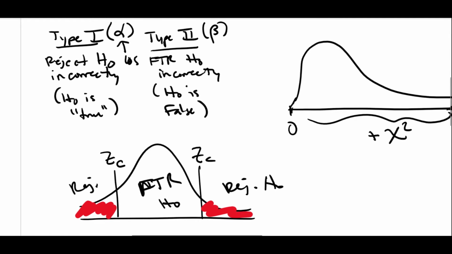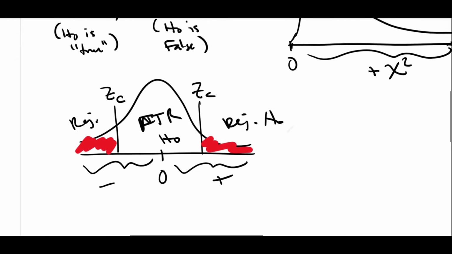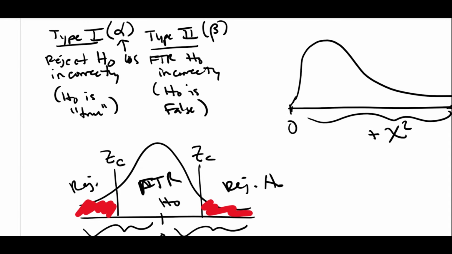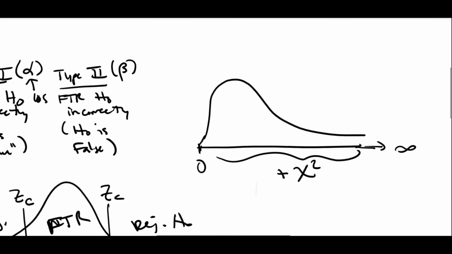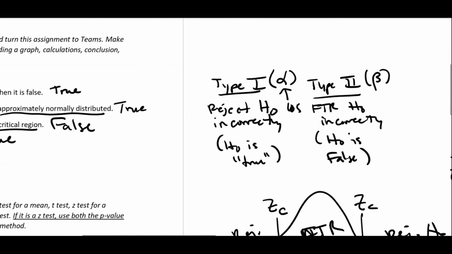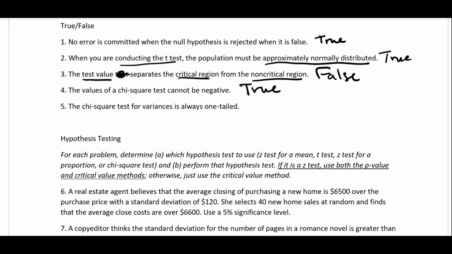Whereas if you look at a Z or a T distribution, it usually starts with 0 in the middle, and then these values are negative values, right? And then these values are positive values. So that's the difference between the T and the Z compared to the chi-square. The chi-square is never going to be negative. So that is true.